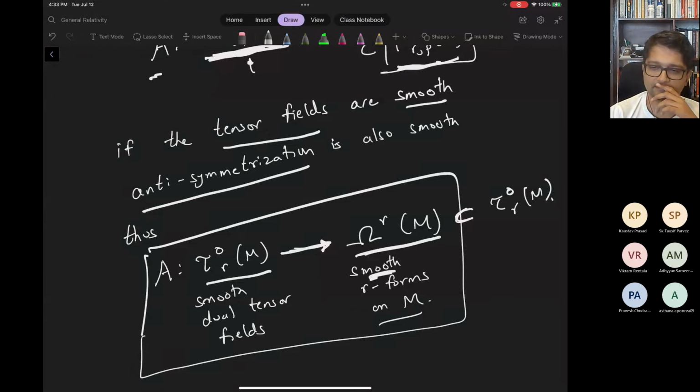Is this idea clear? So we've not constructed new objects. Rather, these are a subset of the objects that we're already familiar with. These are a subset of 0R tensors which are totally anti-symmetric. Those are what we call smooth R forms. Is this idea clear?